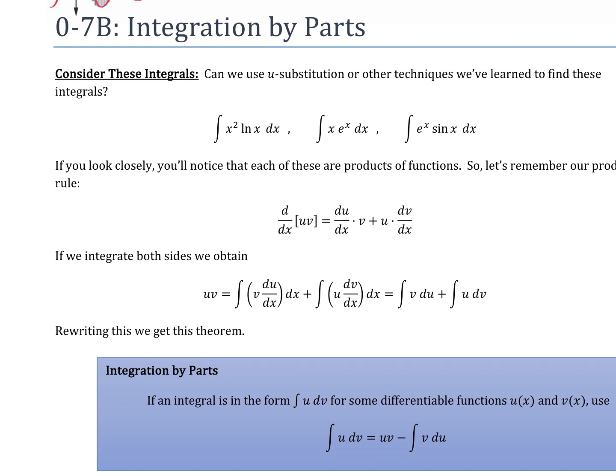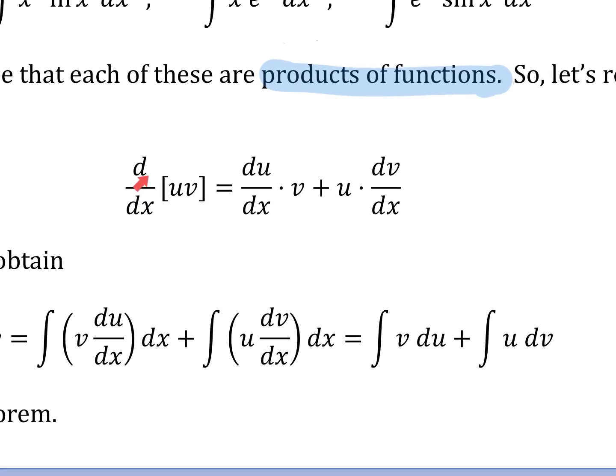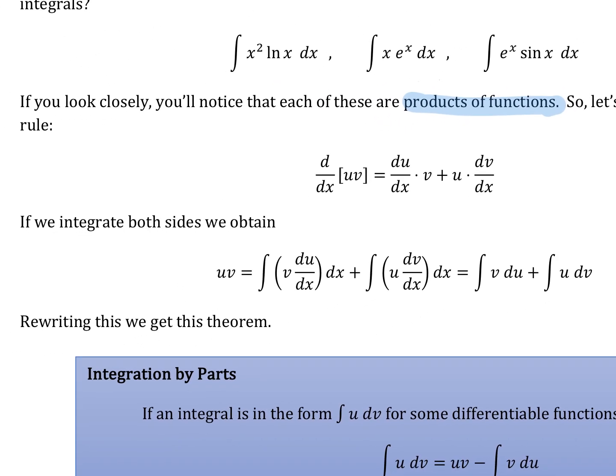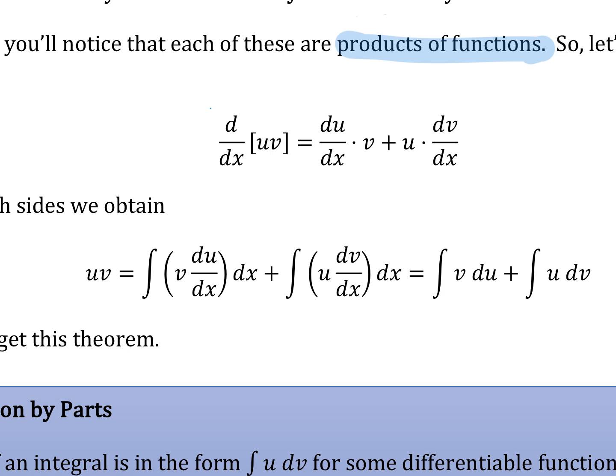So if we look a little closer here, we'll notice that these are products. That's the key. They're products of functions. So if we remember the product rule, it looks something like this. The derivative of u times v is the derivative of the first times the second plus the first times the derivative of the second. So what we want to do here is integrate both sides. Let's see what happens when we integrate this whole thing.